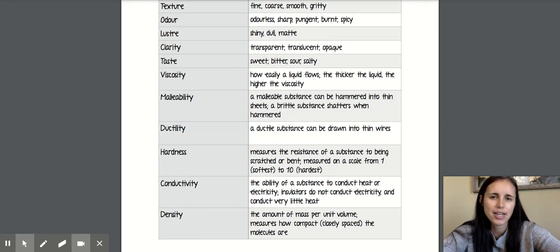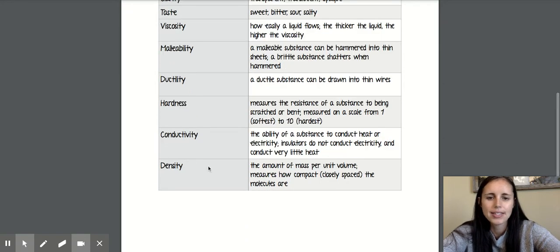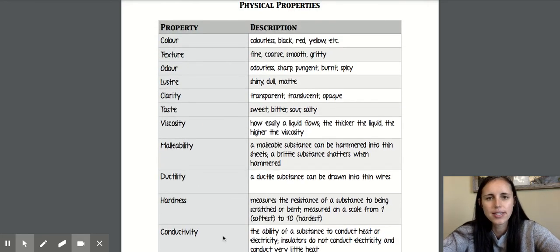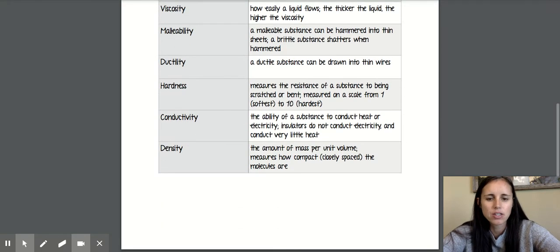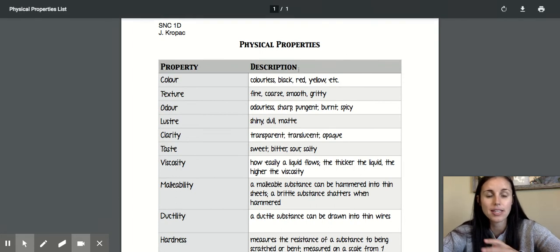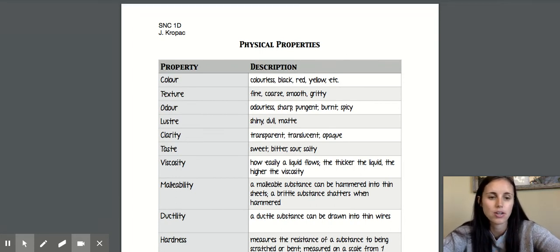If you're very conductive, you have a high conductivity. If you're not very conductive, you have a low conductivity. And density is the amount of mass per unit volume. So it's a measurement. Every single one of these substances can be measured without actually changing your substance. Physical properties, they're important to understand in grade 9. So there is a list of physical properties just in your D2L page. There's a list of your chemical properties in your D2L page.